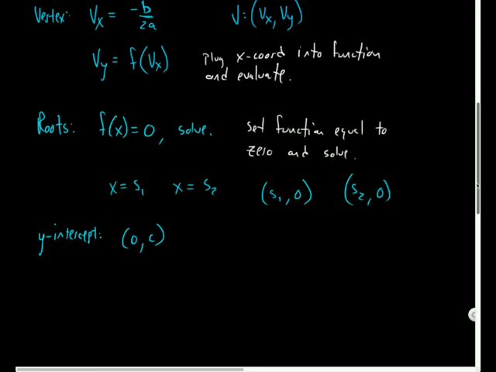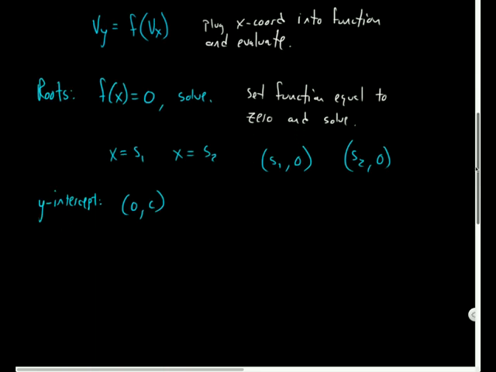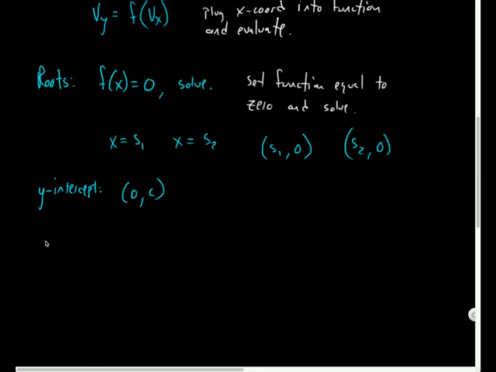Some other information that we can gather from the graph is the direction that it opens. And the way you can figure that out is if a is greater than 0, the graph opens up. And if a is less than 0, the graph opens downward.